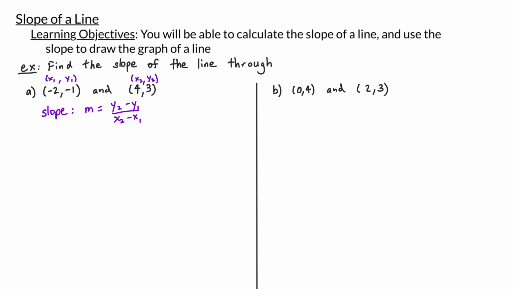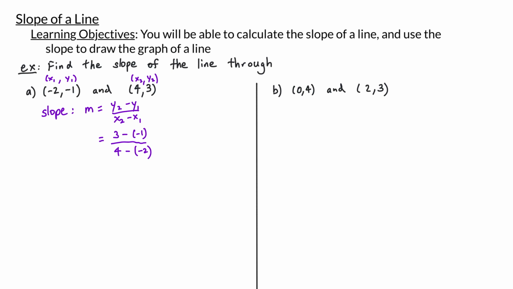Once we've selected our first and second point, it's just a matter of plugging the correct numbers in the correct places to calculate the slope. So in our numerator, we have y2 minus y1. The second y coordinate is 3. We're going to subtract the first y coordinate, which is -1. In our denominator, we have x2 minus x1. x2, our second x coordinate, is 4. Subtracting the first x coordinate would be subtracting -2.